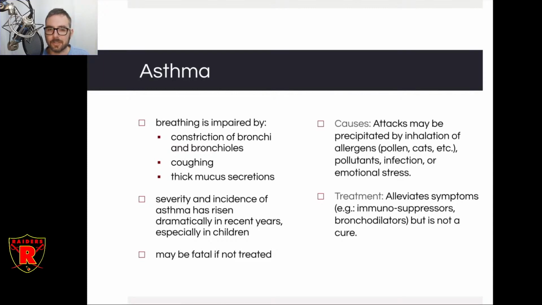What precipitates an asthma attack? It differs depending on the person. It could be inhalation of allergens like pollen or cats or environmental pollution, or there could be an infection in your lungs or in your bronchioles. Some people get asthma attacks from stress, which, wow, that's got to be tough. And so all of those things for people with asthma could potentially precipitate an asthma attack.